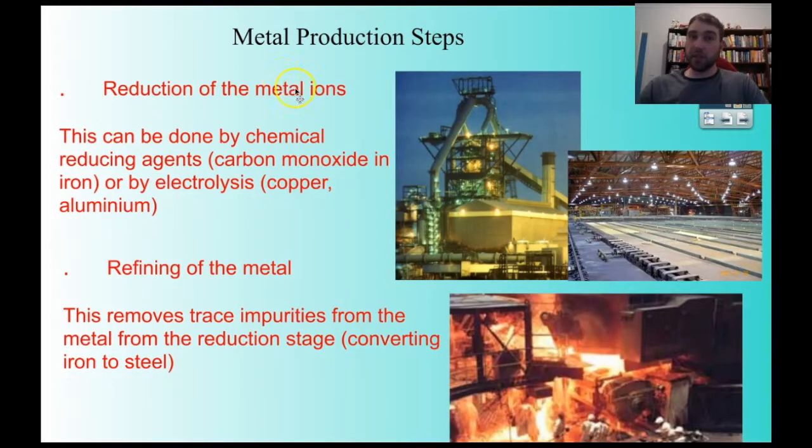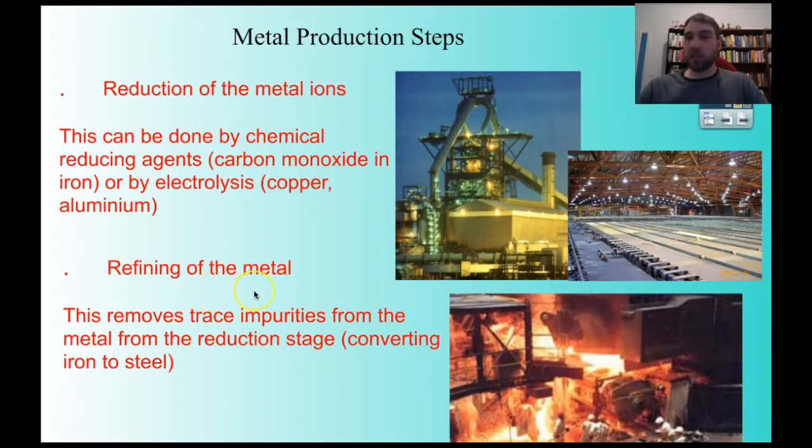The next step is you need to reduce the metal ions. This can be done chemically using something like carbon monoxide, which is used in iron production, and we'll look at that later. Or you can do it by electrolysis of a solution, which is what we do for copper, or electrolysis of a salt. So that's what we do for aluminium. So over here, this is a big shed where they're reducing copper solution. So the copper ions in the copper sulfate solution in these tanks is being reduced to copper metal.